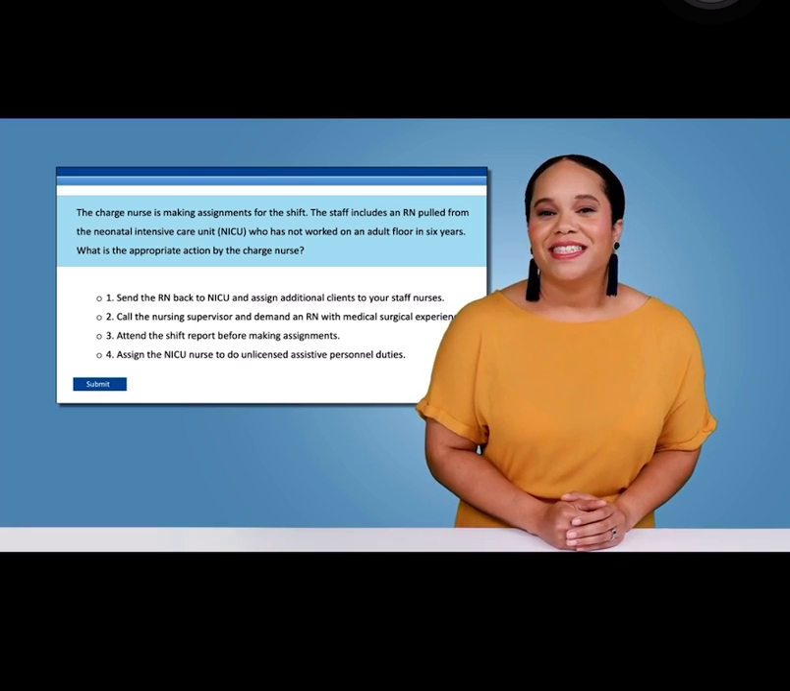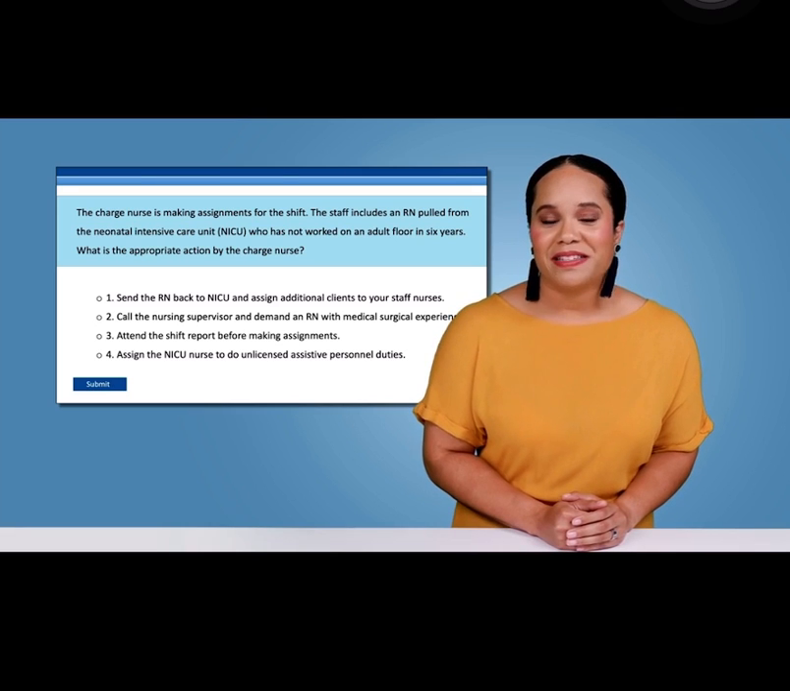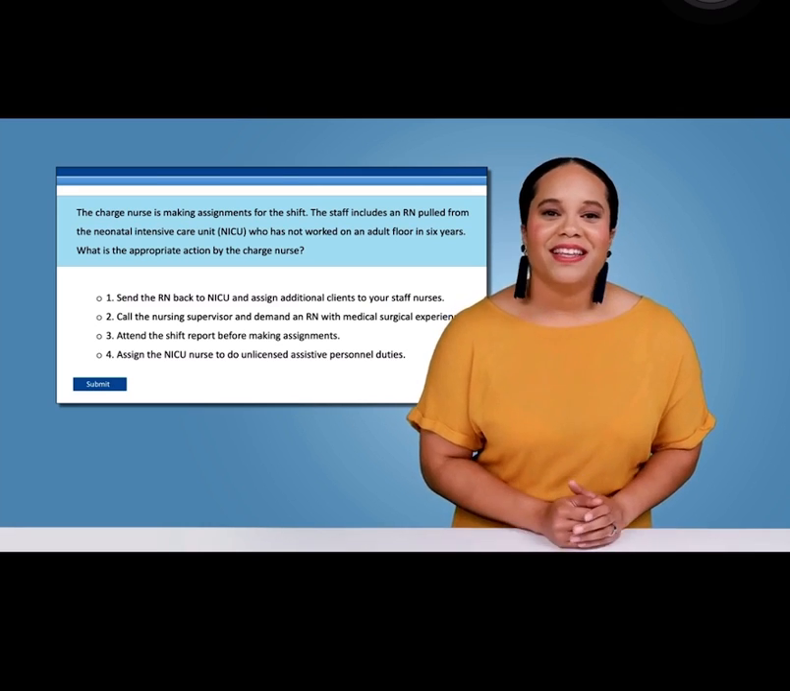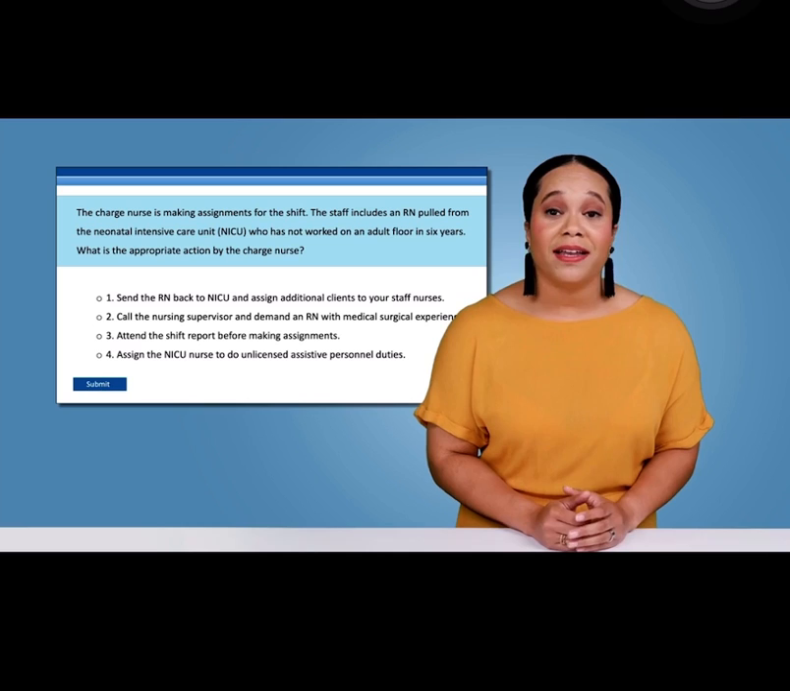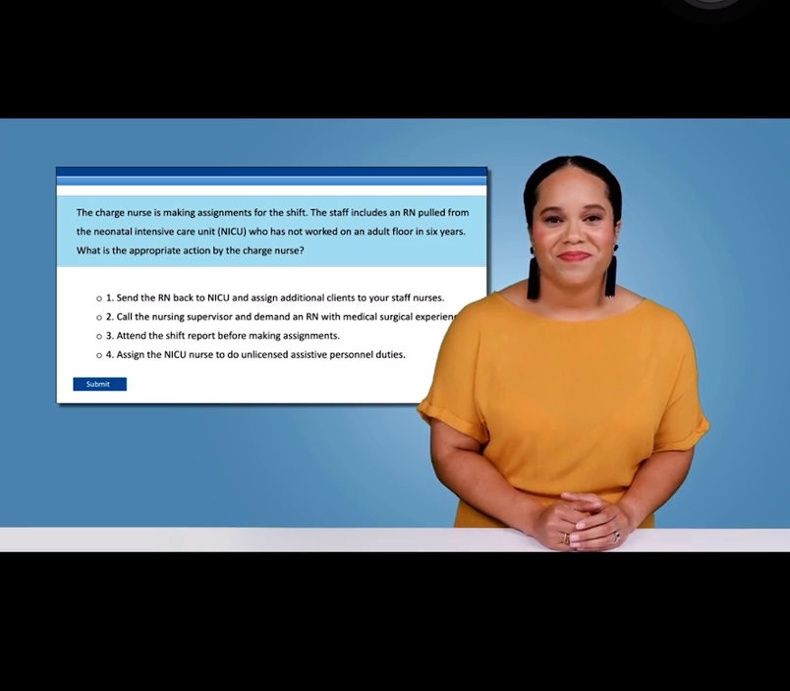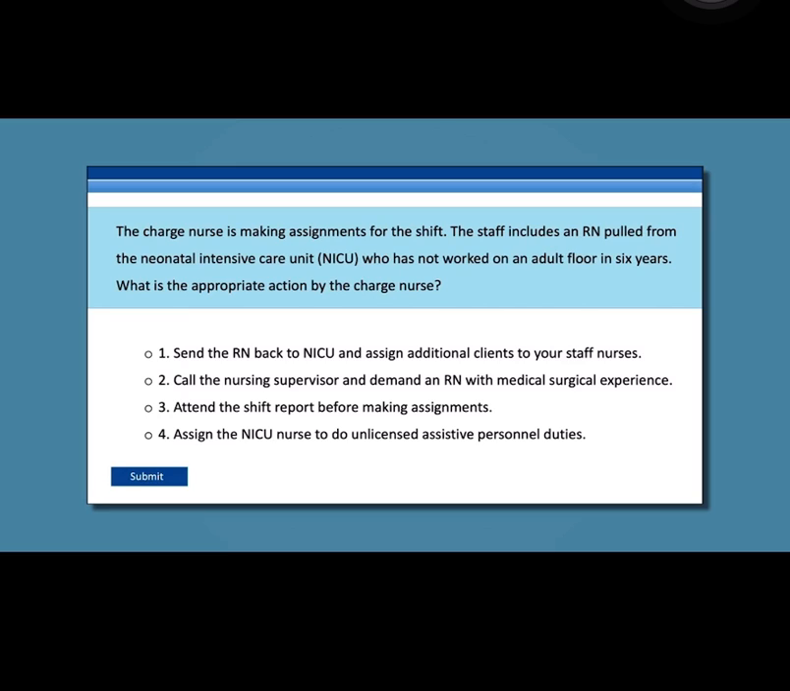Number 3, attend the shift report before making assignments. This will allow the charge nurse to assess the situation and to make assignments based on client and unit needs. Number 4, assign the nurse to do UAP duties. Doing this is a waste of a valuable RN resource and a waste of money. So, now you are stuck with an RN with NICU experience. Oh joy, it's going to be a fun day. Read the second part of the question.